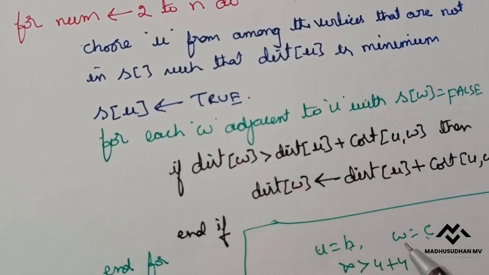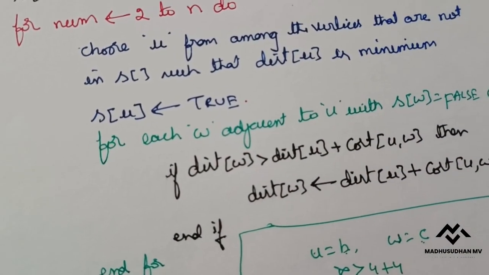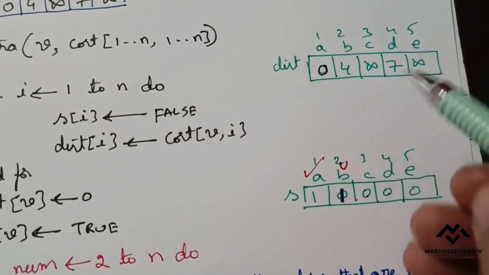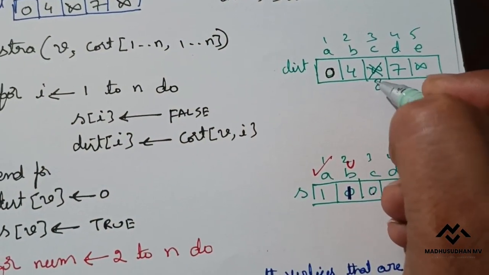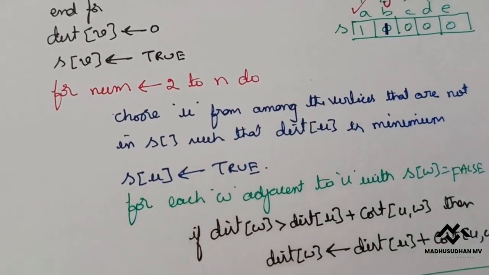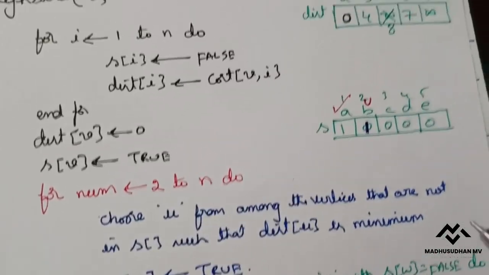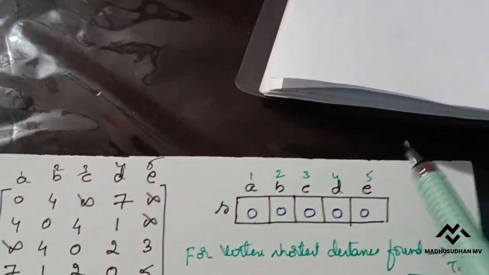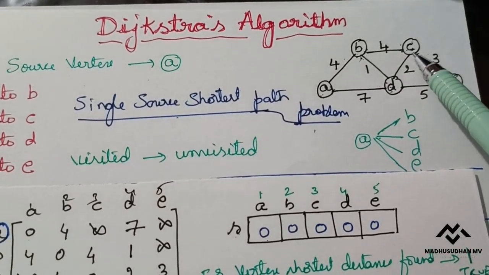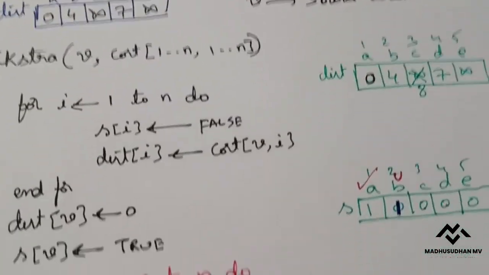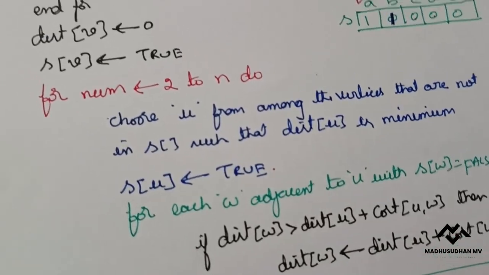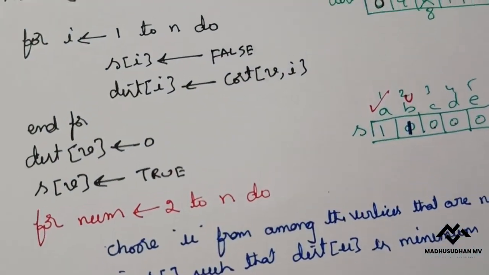Same 8 I am assigning to distance of W. Distance of W means distance of C. Distance of C earlier is what? Infinity. That I am changing to 8. Okay. So this is over. Next comes, next W is what? Now D. Because for this graph, one adjacent is C, another one is D. So next is D. W is equal to D. Now for that again I am checking the same condition.